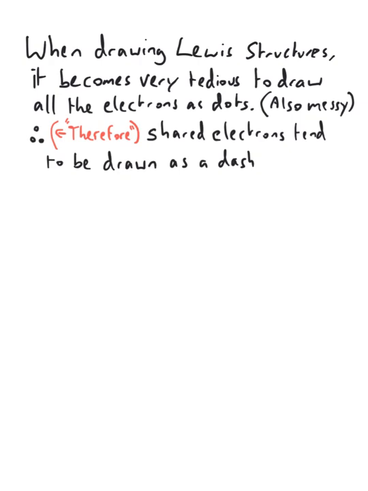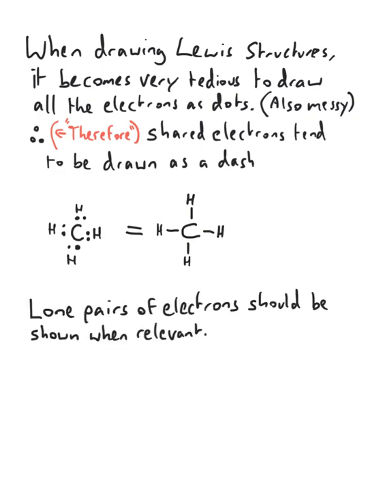But moving on. When drawing Lewis structures, it becomes very tedious to draw all the electrons. So as a shorthand, we can show shared electrons drawn as dashes. In other words, every covalent bond is shown as a dash instead of 2 dots. Furthermore, lone pairs of electrons should be shown when relevant. This means that sometimes you might show the lone pair, sometimes you might not, depending on the situation.